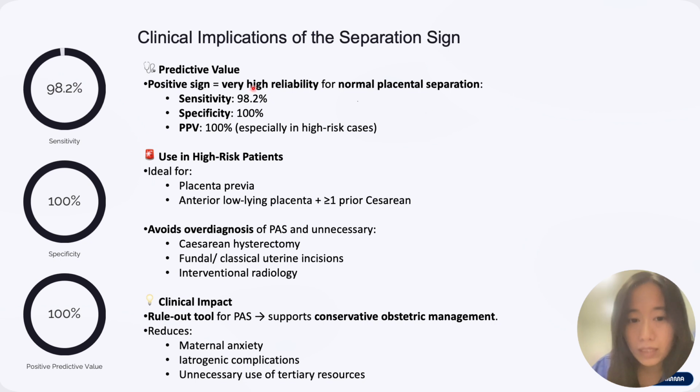So how good is it? Specificity is 100%. So if it says it's unlikely to be PAS, it's usually right, I think. But the sensitivity is 98.2% because PAS cannot be diagnosed with just one sign. So not very sensitive, but specific in excluding PAS. So when do we use it? In high-risk patients, it can be easily done. With placenta previa or anterior low-lying placenta or with previous scar, we can use this sign, and hopefully it will help us in ruling out PAS.